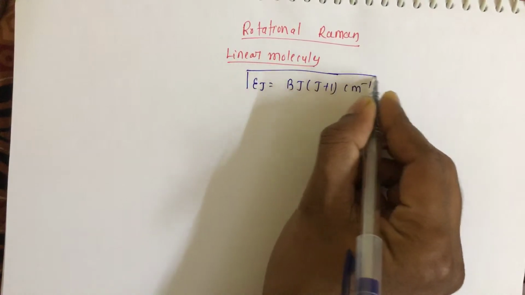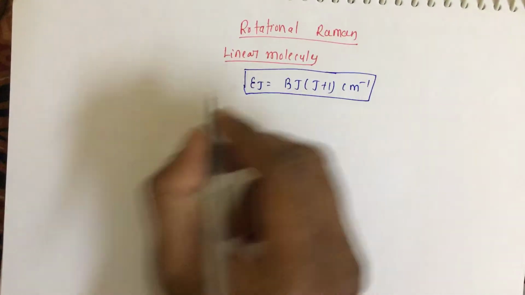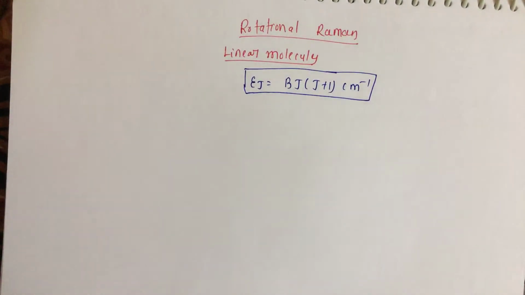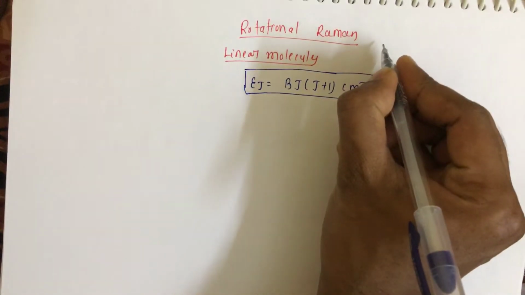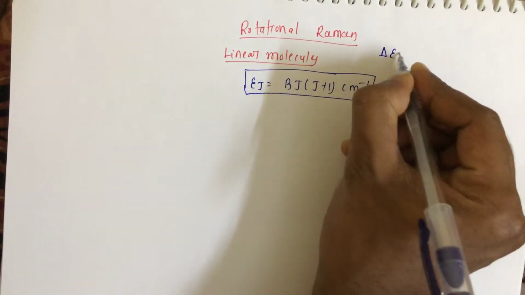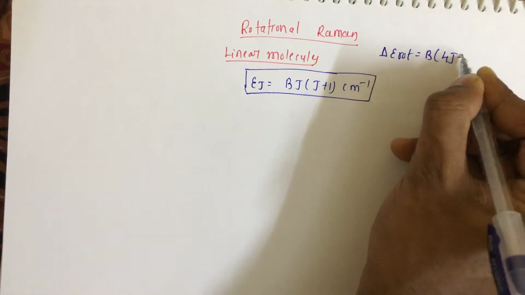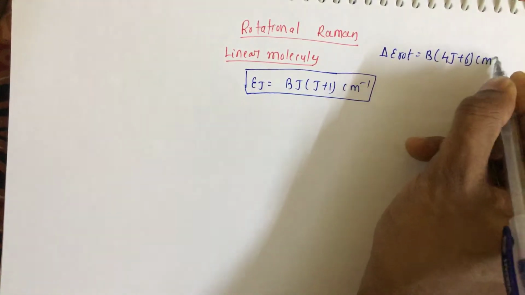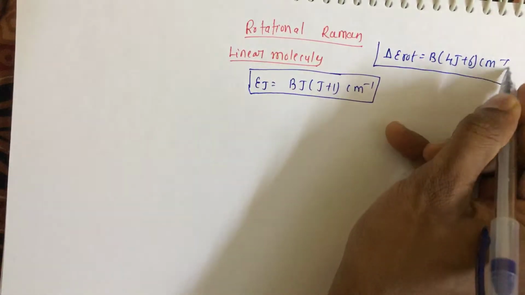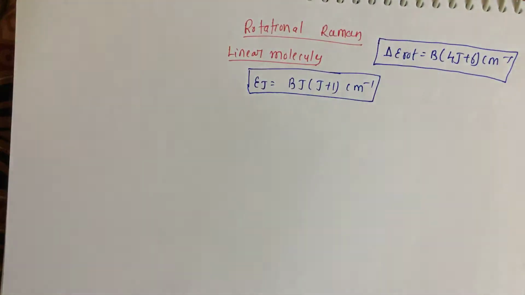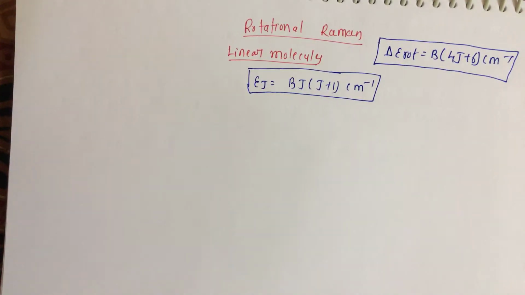We'll get many problems on this from an examination point of view, and one more principle we have is delta E rotational equals B(4J+6). These two equations are very important, and you have to remember them. There are many problems asked in examinations, so I have collected those questions, and I will make a separate video on these problems.